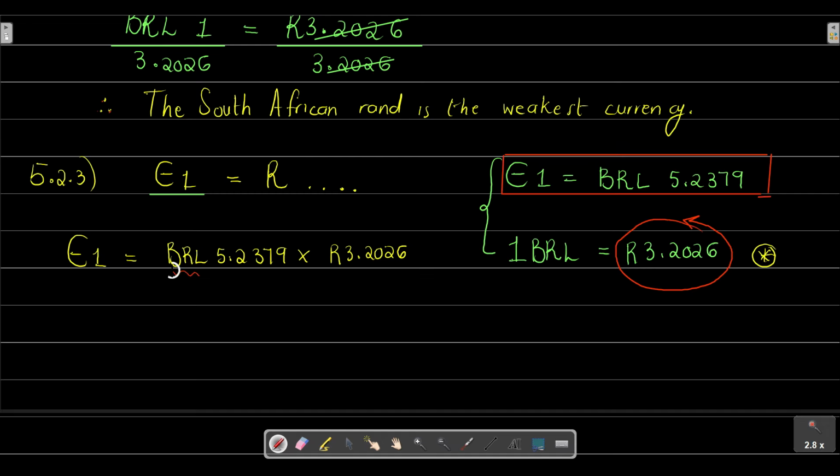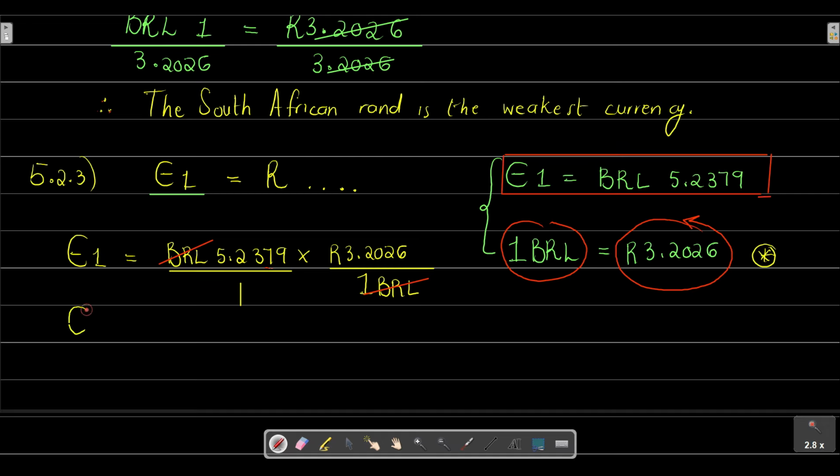And you're going to divide by what you have. What do we have here already? We've got units in Brazilian reals. So we're going to divide by what we have, which is 1 Brazilian real. What do you notice is happening now? The units for the Brazilian real and the Brazilian real cancel. Do you see that? And whatever answer you have on your right-hand side will be in units of rands.